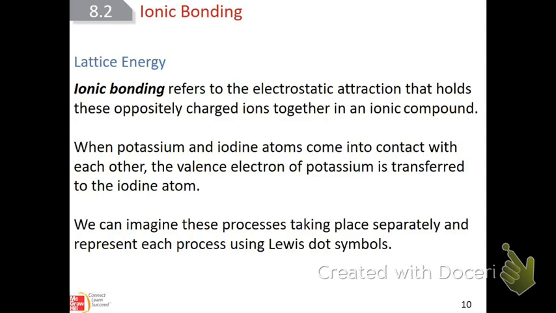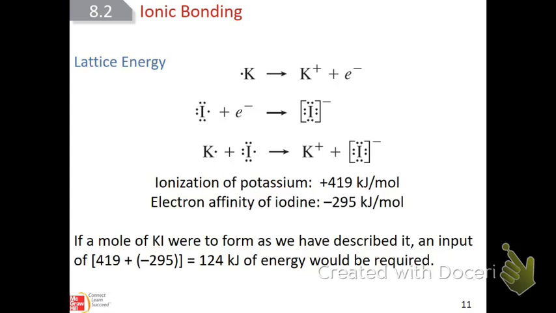And so here are the Lewis dot structures for this process. Potassium losing its electron and becoming potassium ion, and iodine gaining an electron and becoming the iodide ion. And then those two coming together. And then these last two pieces of information down at the bottom: the ionization of potassium taking in 419 kilojoules per mole of energy. That's how much is required. And then you have the electron affinity of iodine.